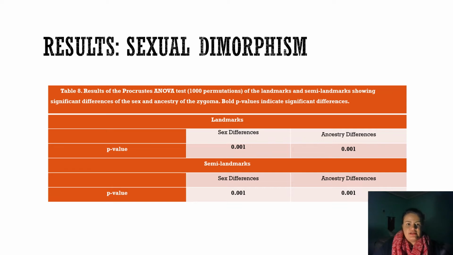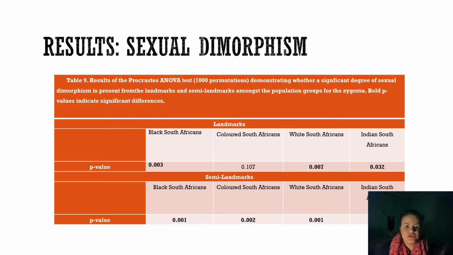Procrustes ANOVA was run on the generalized Procrustes coordinates of the landmark coordinates to test for significant differences between males and females. The results of the Procrustes ANOVA when all population groups were combined revealed significant differences between males and females for both set landmarks and semi-landmarks. However, as differences were noted in the general degree of sexual dimorphism among the various population groups, further Procrustes ANOVA tests were used to assess the sexual dimorphism of the black, colored, white, and Indian South Africans separately. The results showed that all population groups demonstrated significant differences between the sexes except for the colored South Africans that had a p-value of 0.107.